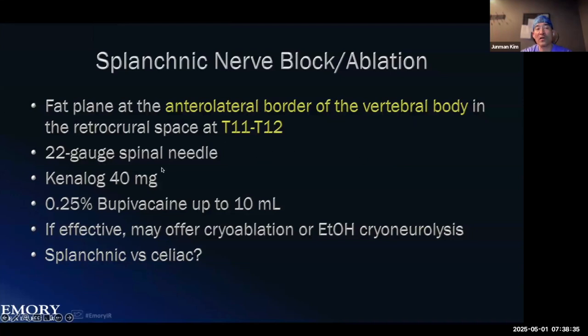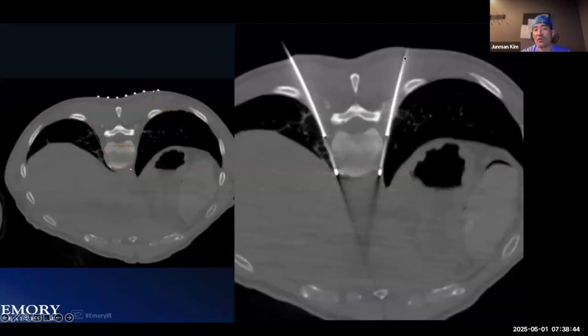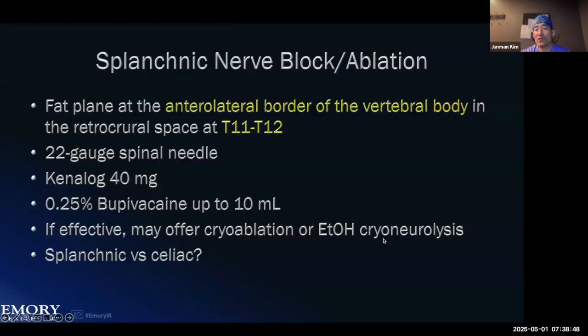So the fat plane is our target for the nerve block, 22 gauge. If effective, we can do cryoablation. If the anatomy doesn't allow for adequate positioning of the cryoprobe, we also perform alcohol neurolysis.